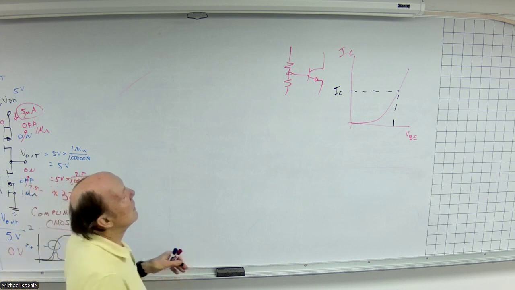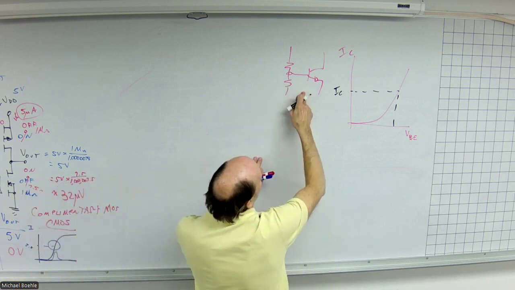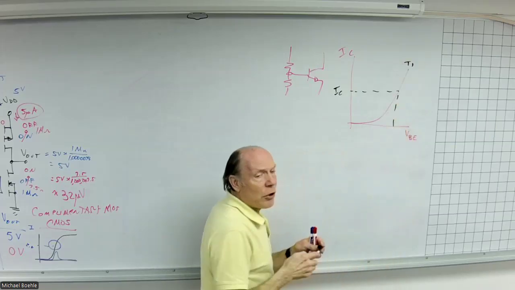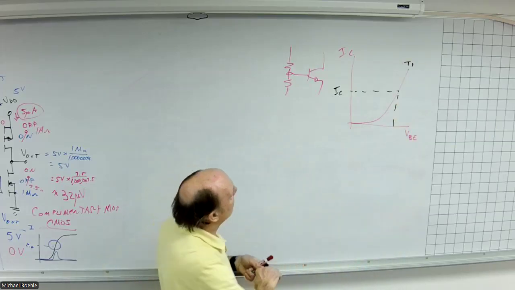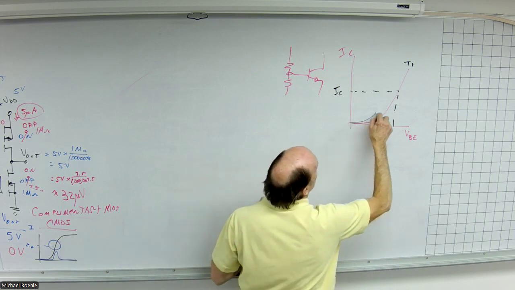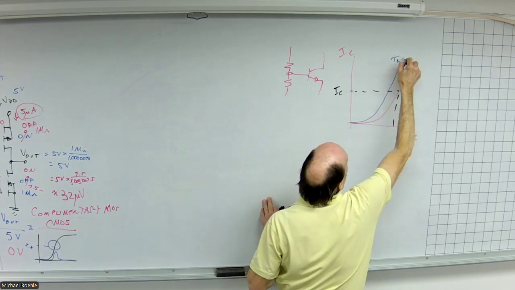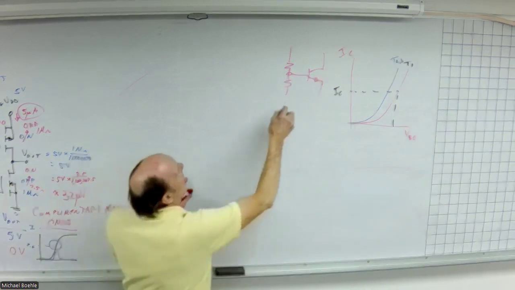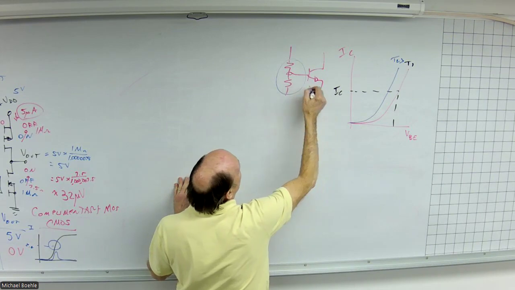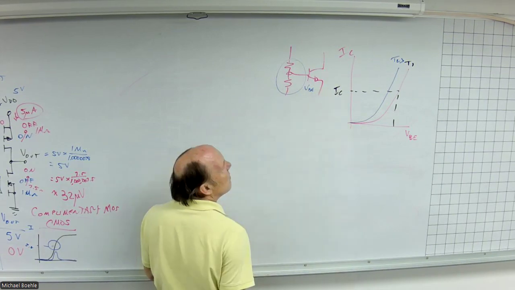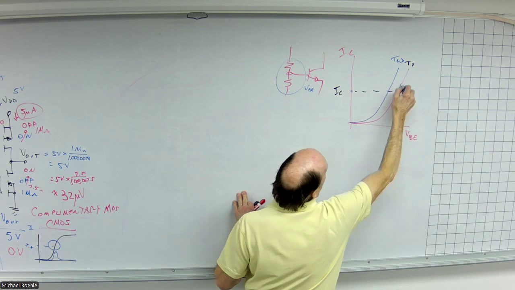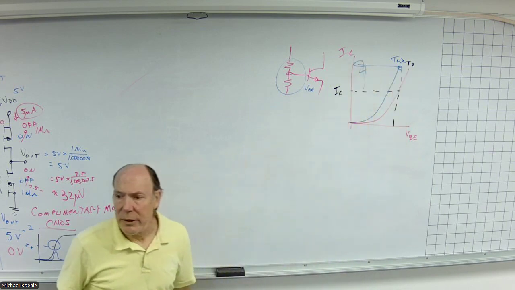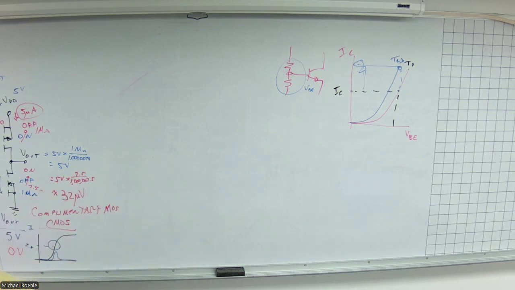But if we're in an active region, we have this problem where as the temperature goes up, this curve shifts. So if I am providing a fairly fixed base emitter voltage, the resulting collector current goes up. We call this thermal runaway.